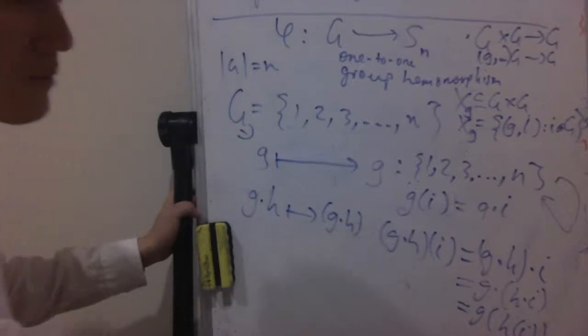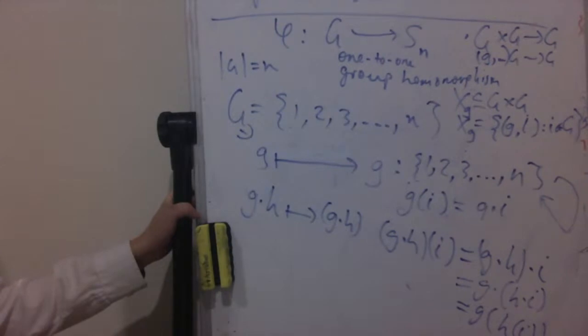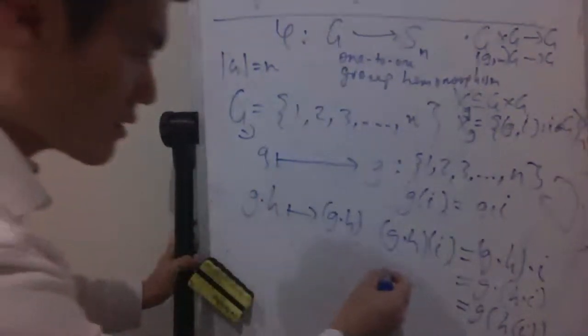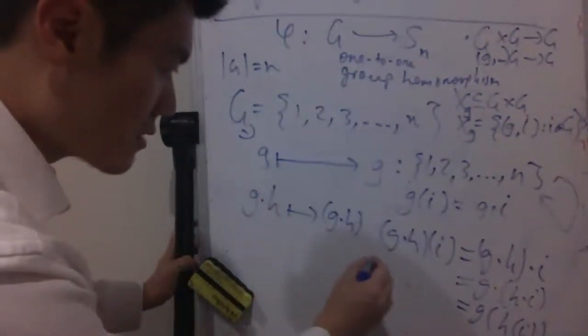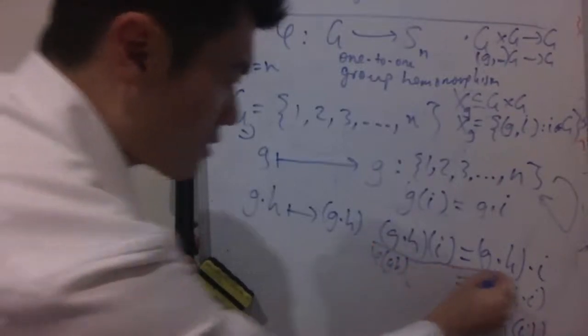It's g times h, a composite function of I, which is equal to g of h of I. Wait a second, this seems oddly familiar. I think this is here somewhere. So this is showing that, what's this here? This here is phi of gh, right? That's what this is, yeah?